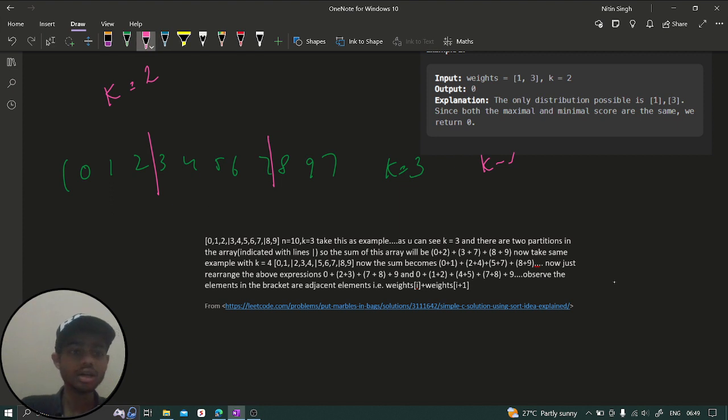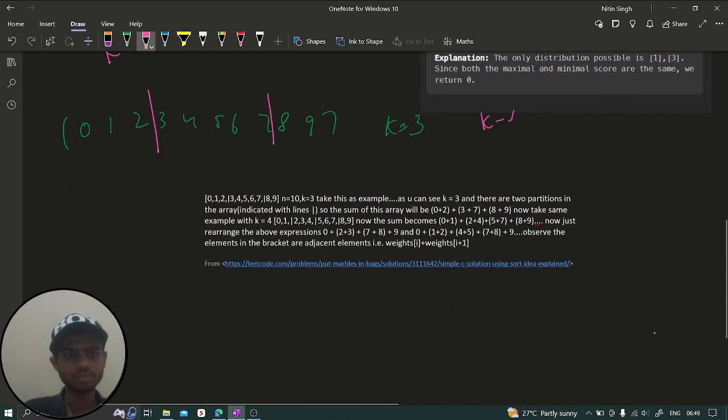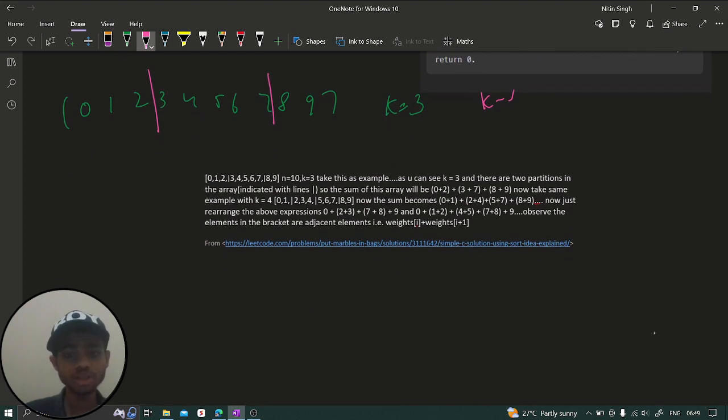Once this is done, we are going to get the cost of the first bag, which is nothing but 0 plus 2. You can see here, guys, 0 plus 2.